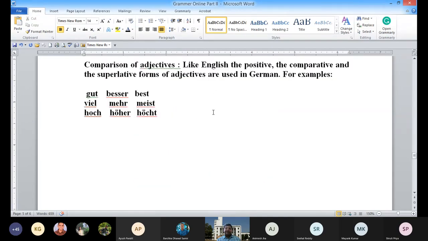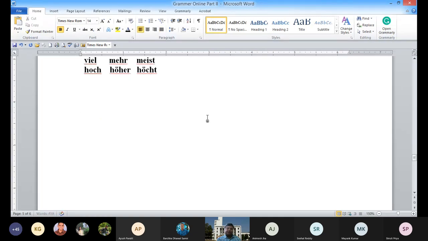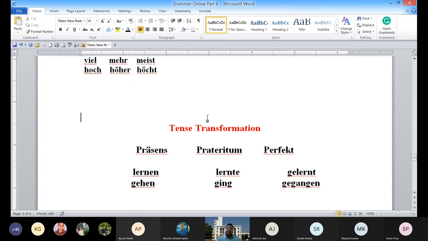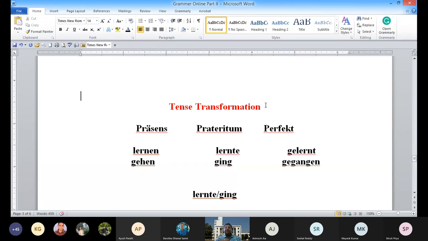And then finally today I will just explain, just for your information, a very simple thing: how we will have the tense transformation. Basically, in English we have so many tenses: present, past, future, and in each category we have 4: present simple, present continuous, present perfect, present perfect continuous, similarly past and future tenses. In German, basically, we have 3 major tenses. Präsens means present, Präteritum means past, and Perfekt means perfect.